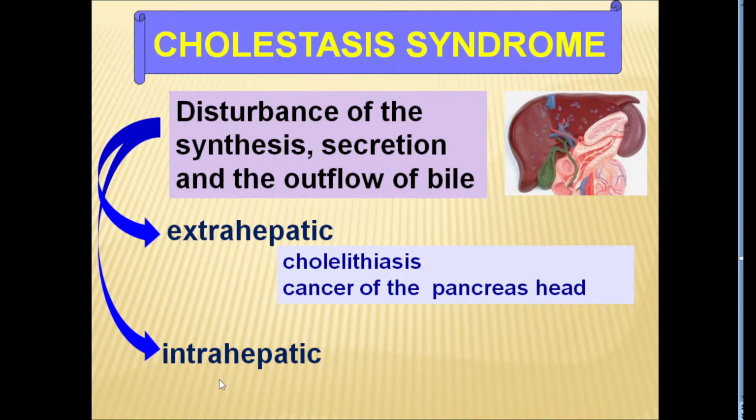Intrahepatic cholestasis appears due to restriction of the blood flow into the liver. Usually it is characteristic of patients with liver cirrhosis and may be characteristic of patients with toxic hepatitis, when cytolysis is active and bile stagnates in the liver and is absorbed into the blood. That is the extra- and intrahepatic origin of cholestasis.